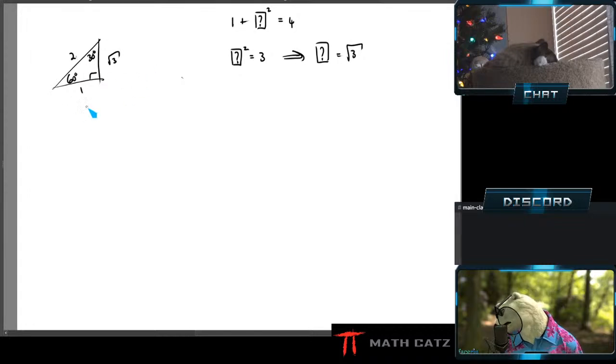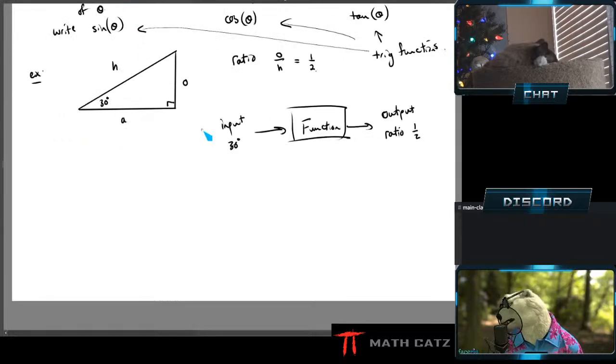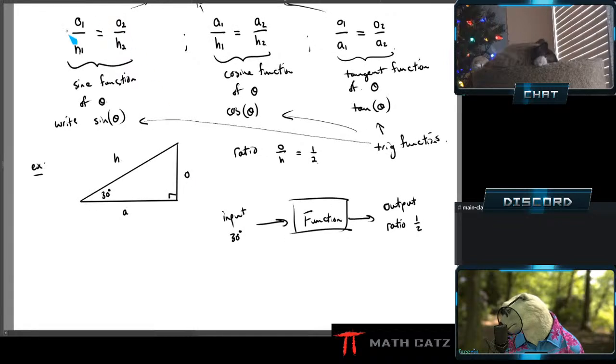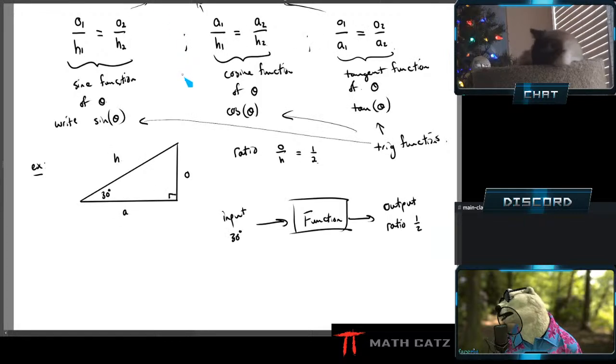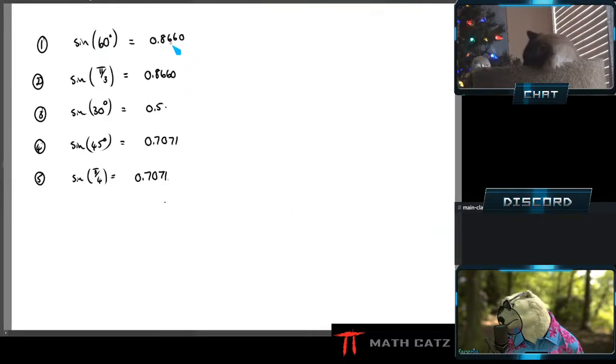The beauty of this is that now I can calculate sine of 60 degrees by simply understanding what ratio it requires: opposite over hypotenuse. Now, relative to this 60-degree angle, opposite is root 3. Hypotenuse is 2. Let's calculate that and see if we get our 0.866.